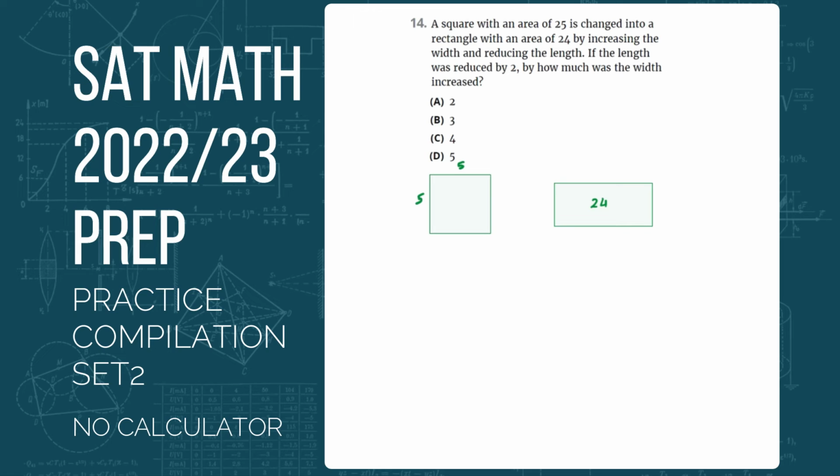If the length was reduced by 2, so basically this has now become 3, all right? 3 times what number would give me 24? We come to know that x is equal to 8. So we want to know how much the width was increased. The width was 5 and now it's become 8. So 8 minus 5 is equal to 3. The width has been increased by 3. That's your correct answer, B.